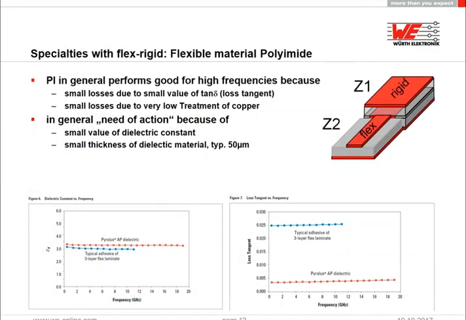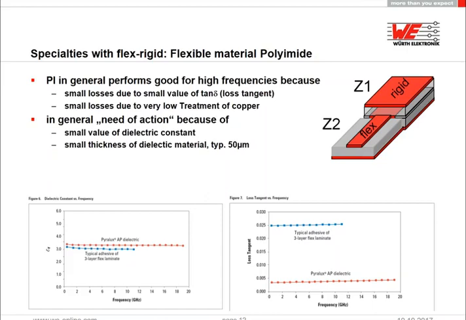So the specialties with Flexrigid: we are using a thin flexible material which is called polyimide, and in general this performs well for high frequencies. As we can see, there are small losses due to a small value of the loss tangent. On the right bottom chart we can see it's around 0.004, so that's pretty good compared to a standard rigid material.